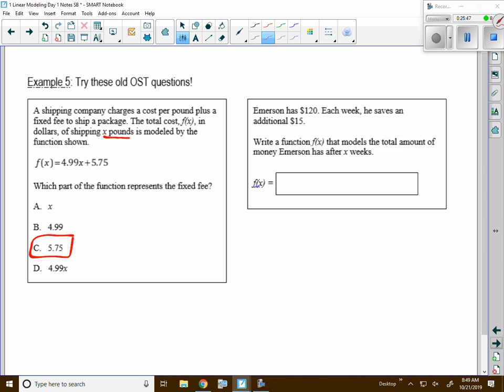Okay. All right, Emerson has $120. Each week he saves an additional $15. Write a function that models the amount of money he has after x weeks. What would be the slope of our function? 15, because it's going up 15 each week, plus his initial $120.